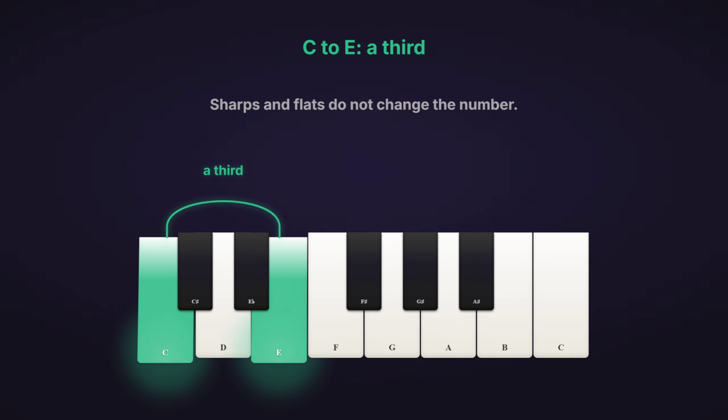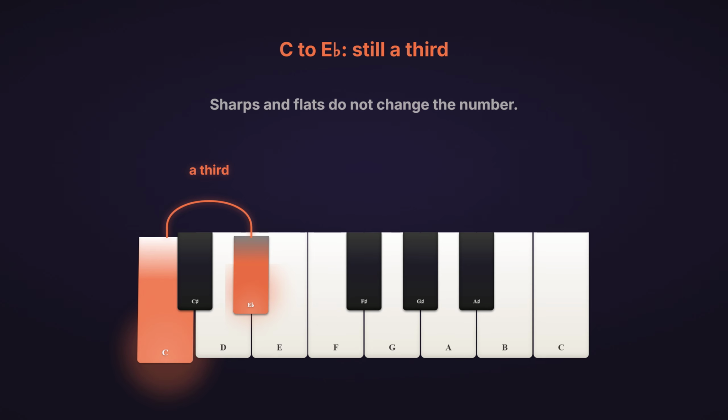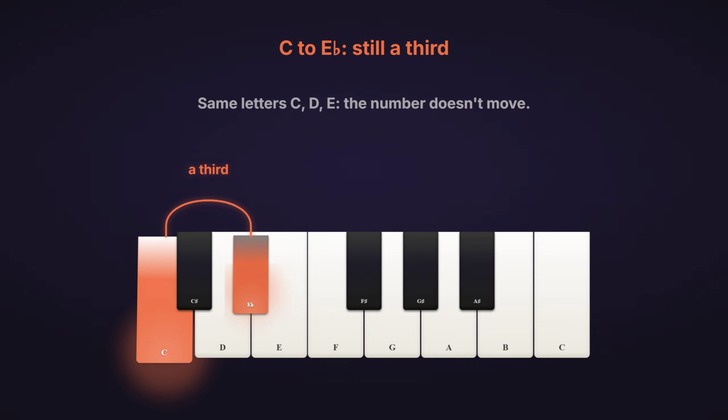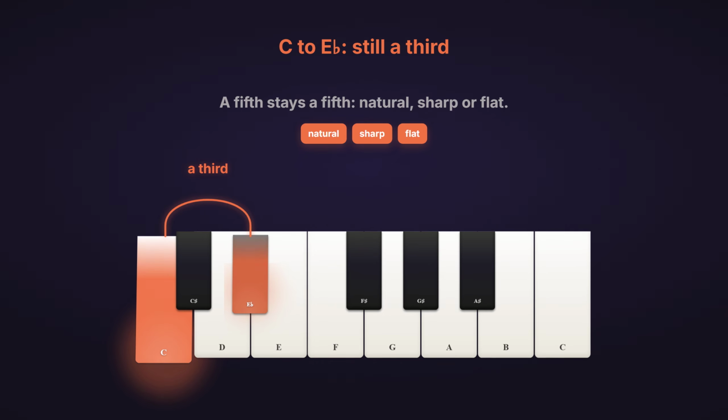Good. Now take C up to E flat instead. We have lowered that top note by the tiniest amount, just 1 key down. But watch the letters. We still pass through the same names, C, D, and E. So it is still a third. The number did not budge, not even slightly, because we are still landing on an E, just a flattened one. And the same logic holds for all of them. A fifth stays a fifth whether the notes are natural, sharp, or flat. The accidentals nudge the pitch, but they leave the letter count untouched.